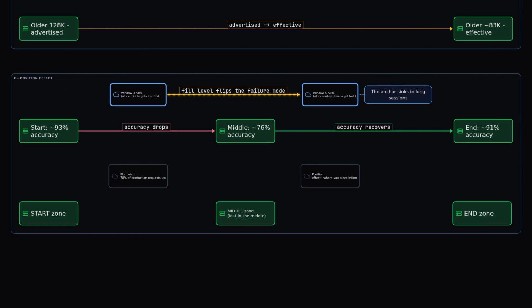Here's the detail almost nobody mentions. When the window is less than half full, the middle gets lost first. When more than half full, the earliest tokens get lost. Your Claude.md, your project instructions at the top of a long conversation. In a long session, those age out of attention first. The anchor sinks.